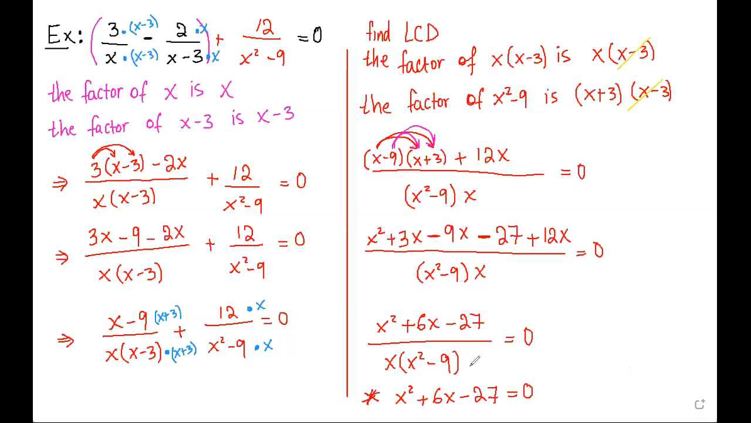Okay, let's now solve this quadratic equation: x squared plus 6x minus 27 equals 0. How can we solve this quadratic equation? By factoring. Okay, perfect. So how can we factor this?